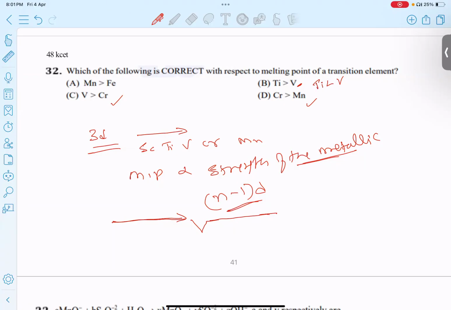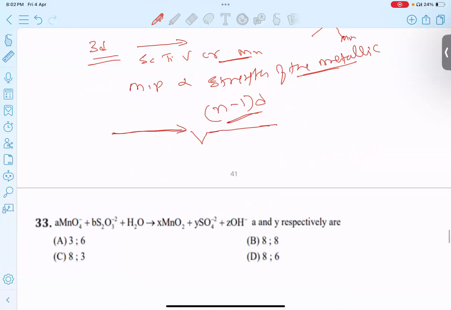Which of the following is correct? Chromium melting point is greater than manganese, because in the 3d series chromium's melting point is high, and manganese's melting point suddenly drops because of its electronic configuration. Manganese has a stable electronic configuration, so fewer unpaired electrons are involved in metallic bonding. So option D is correct.